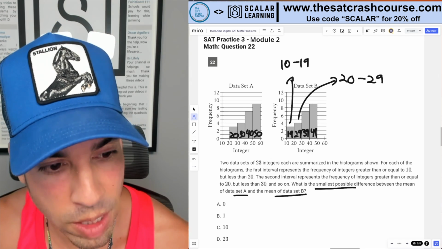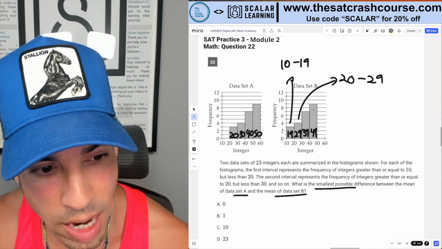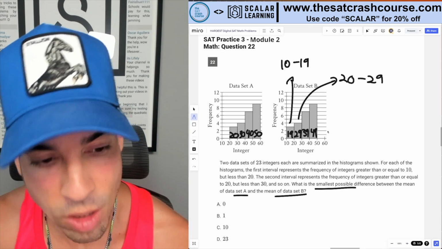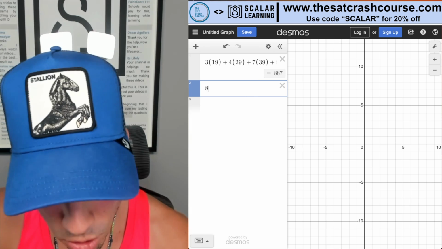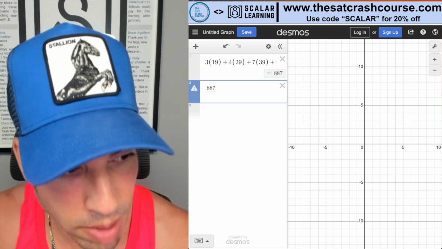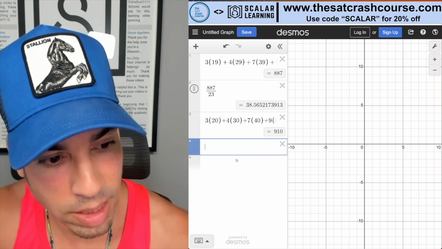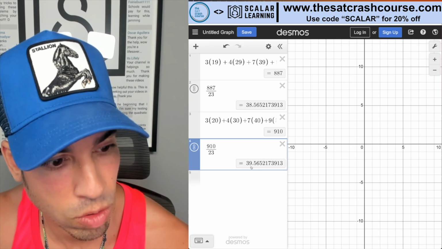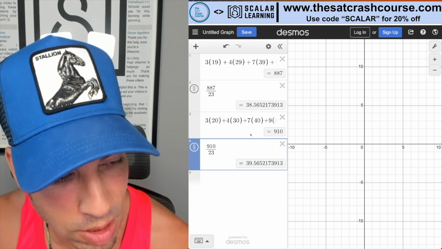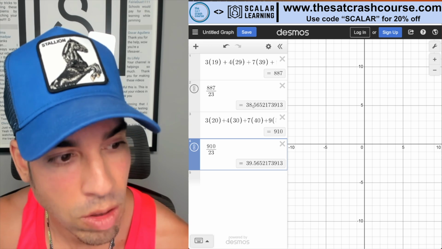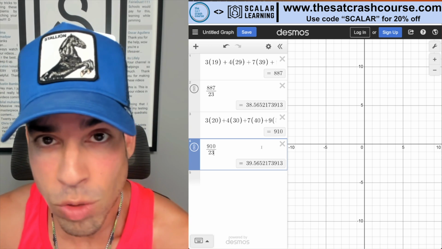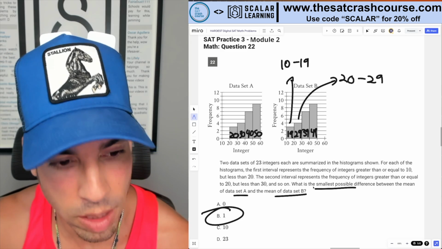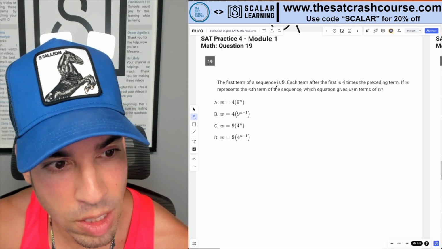So since we have 3 of these, 4 of these, 7 of these, and 9 of these, we're going to multiply 3 times 19, 4 times 29, and so on to get that total. So it's that total, 887 divided by the amount of values, which is 23. And then for the second set, it's adding up to 910 divided by 23, which gives us a mean of 39.565. So you can see, looking at the two means, they're only 1 apart. That's as close as we're going to get them. So that means the smallest possible difference is B for the win. Done. The first term of a sequence is 9.